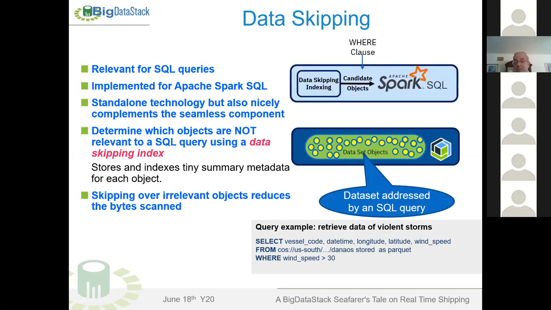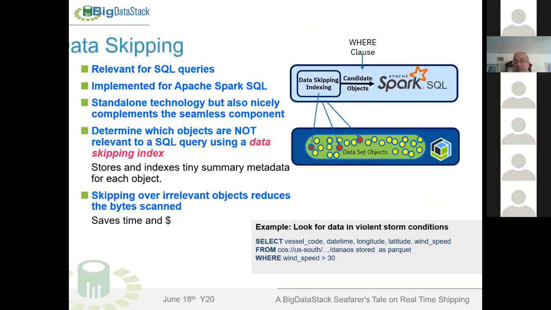So what happens is that through this index we are able to retrieve the possibly relevant objects and to ingest them within the Apache Spark compute cluster, thus saving us a lot of time and money also. And this is a very quick explanation of the data skipping.